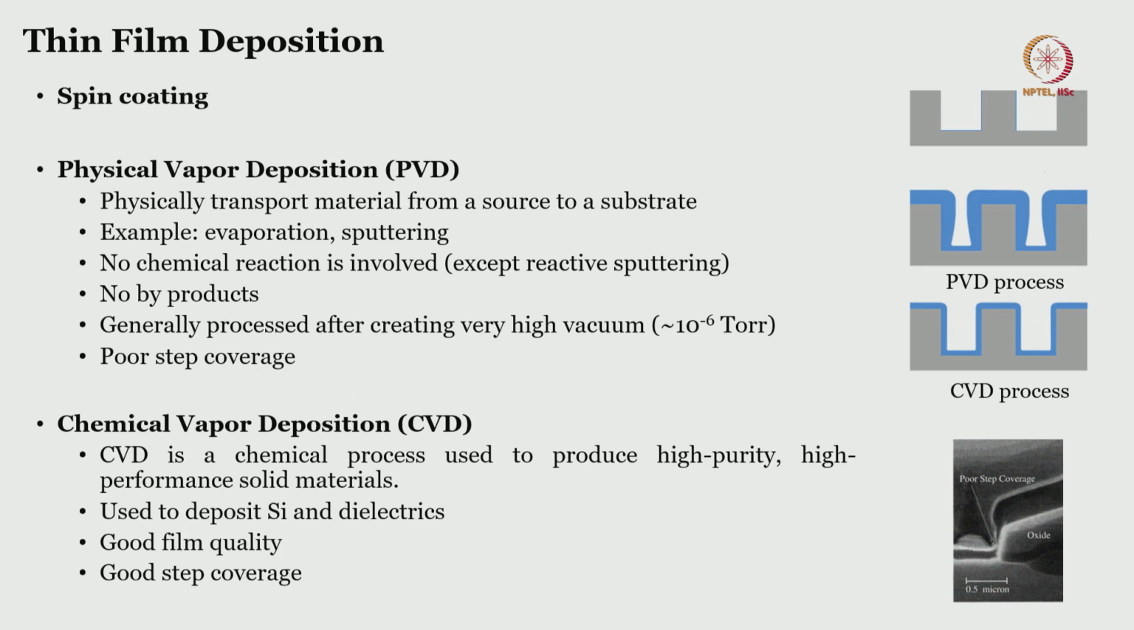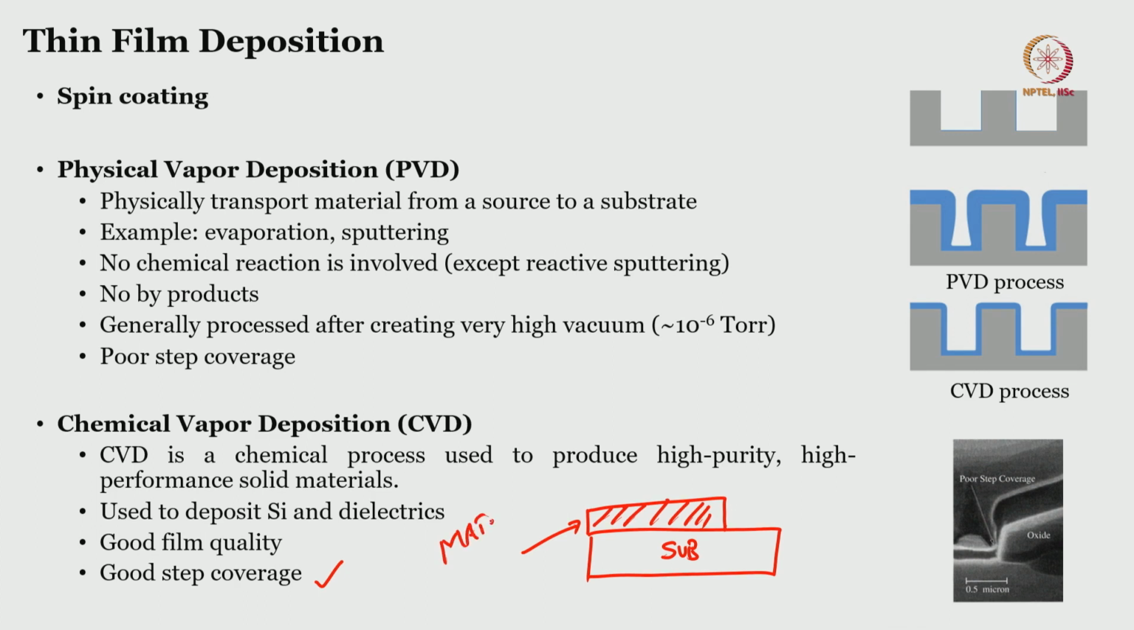Now, let us talk about chemical vapor deposition. CVD is a chemical process used to produce high purity, high performance solid materials. The advantage of CVD is that the step coverage becomes excellent because the reaction occurs across the substrate. What does it mean? Let us say you have a substrate like this, and then you have deposited material and patterned it. So, it looks like this. This is your material which is patterned.